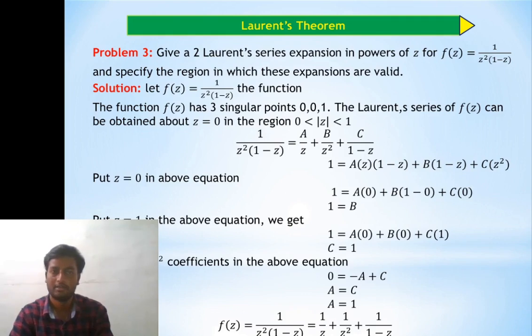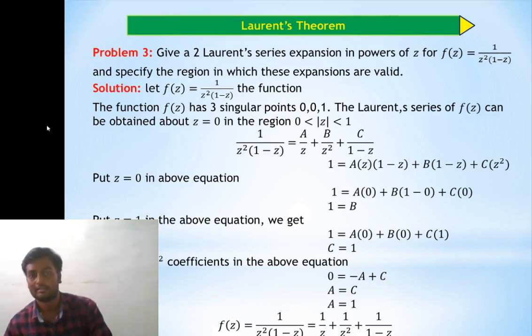Now first, using partial fractions, split f of z. The function f of z has singular points at 0 and 1. The Laurent series expansion of f of z can be obtained about z equal to 0. You need to check the region. First split it as a by z plus b by z square plus c by 1 minus z. Then take the LCM, and the denominator gets cancelled.